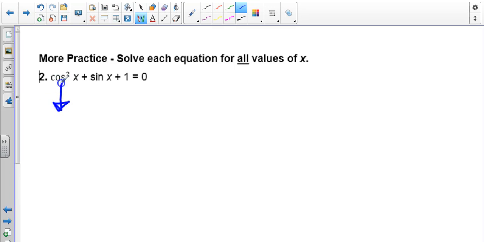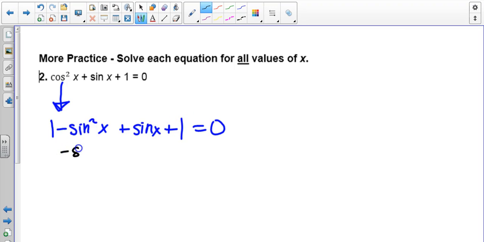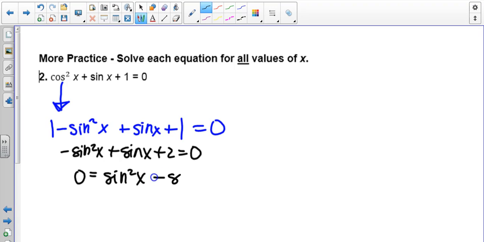Okay, the suggestion was replace cosine squared with 1 minus sine squared. Why is that good? Because then we have the same. Yeah, we only have sine left, right? We still have a squared, but we might be able to factor or take out or something depending what happens now. The 1 plus the 1 are on the same side, right? So we have negative sine squared x plus sine x plus 2 equals 0. You know Hofbauer hates to factor anything when it has a negative a value, so I'm moving it all over to the other side. You can do it however you want.